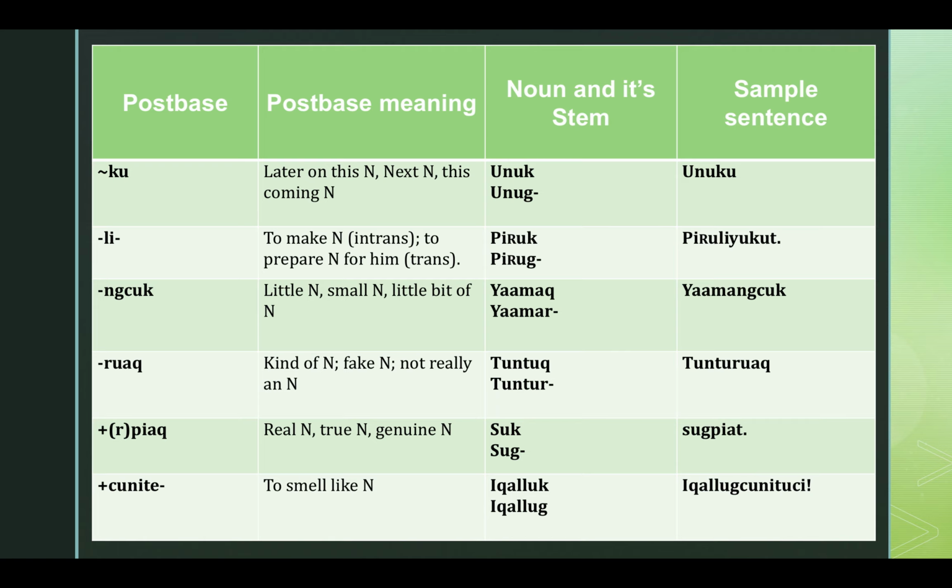Piak means real, true, or genuine, and we're going to add it to suk, which means person. Suk ends in a K, and its stem ends in G. Alright, and then that turns into sukhbat. Or it can be sukhbyak, this is plural. The last one is chunit, and that means to smell like. That's a plus postbase. We're going to use ikahluk, and that stem ends in a G.